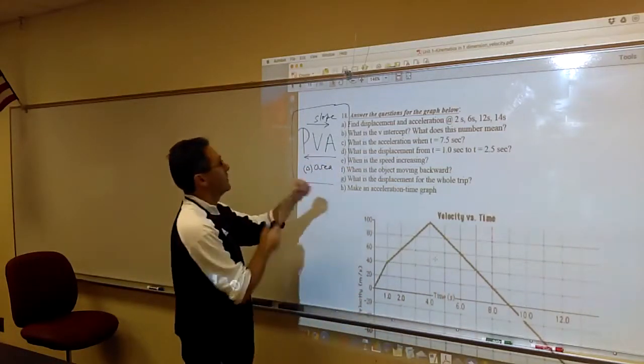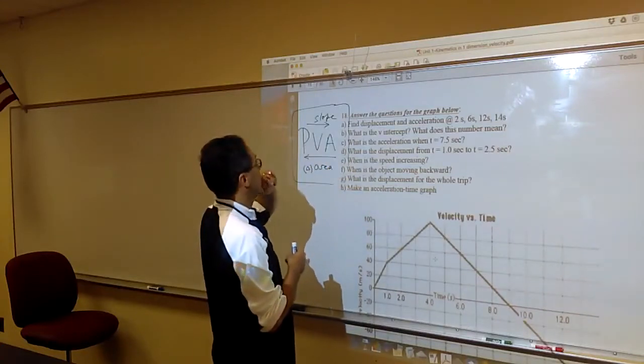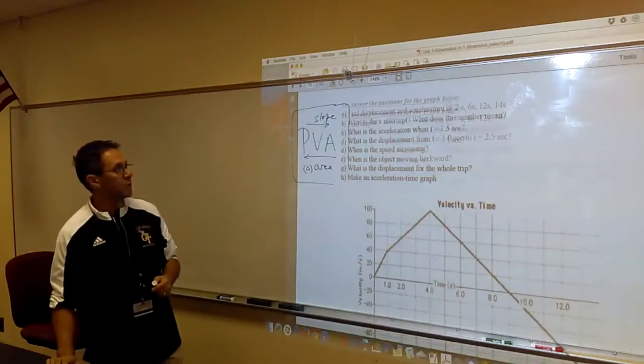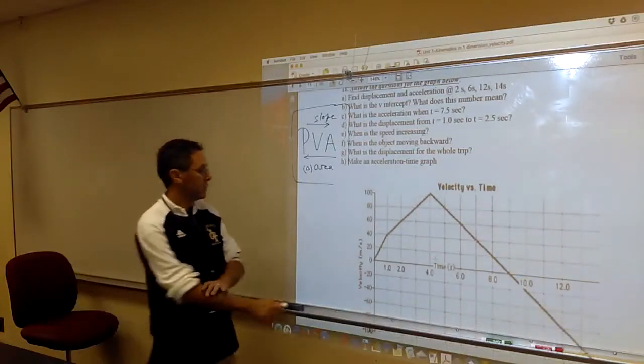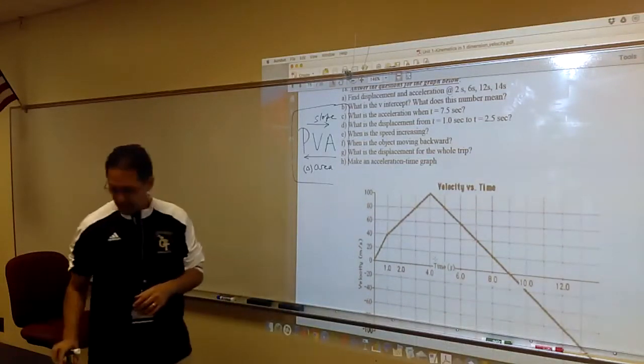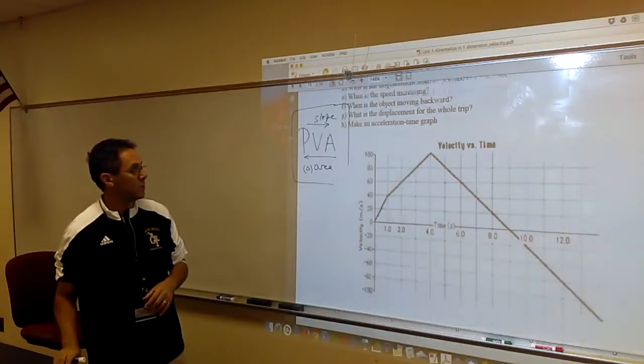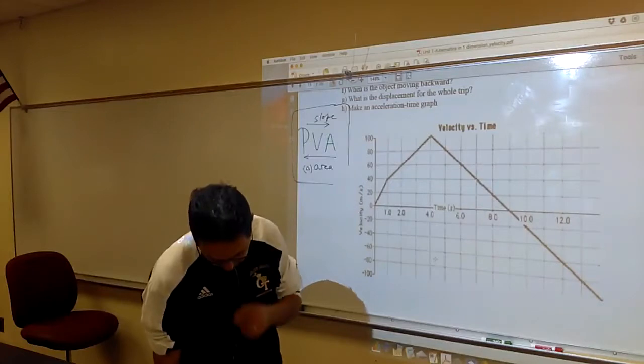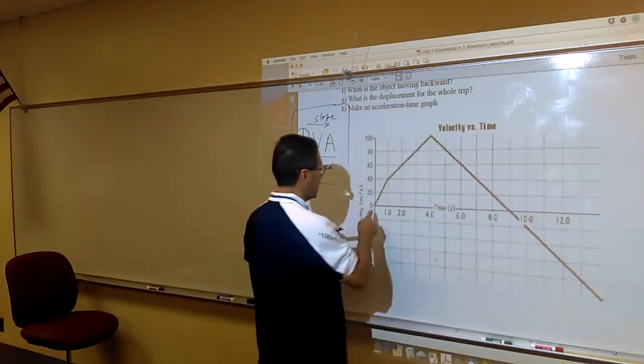Okay. Now we're going to analyze this other graph. It says find displacement and acceleration at 2, 6, 12, and 14 seconds. Now this is a velocity time graph. I'm just going to show the graph and look at my notes. At 2 seconds, it means between 0 and 2 seconds.